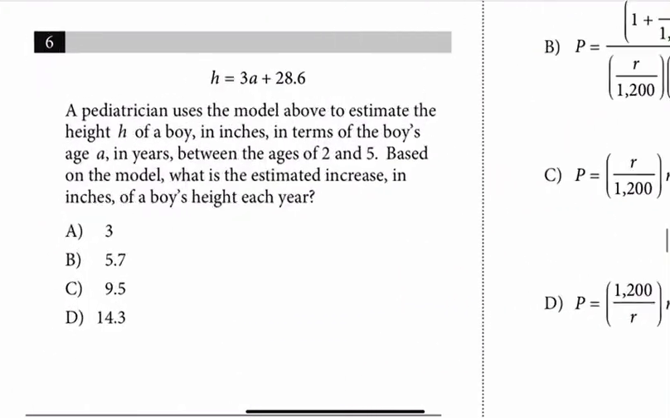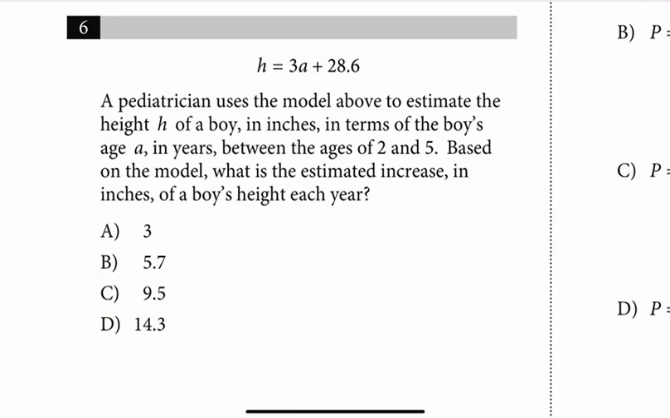Okay, number 6. So they're telling me h is equal to 3a plus 28.6. To be completely honest, all of this stuff is kind of just fluff. Most of the time it's good to read, but it's just going to have a lot of information explaining what the equation is. So I'm going to quickly skip over to the actual question and see what they're going to say. Based on the model, what is the estimated increase in inches of a boy's height each year?